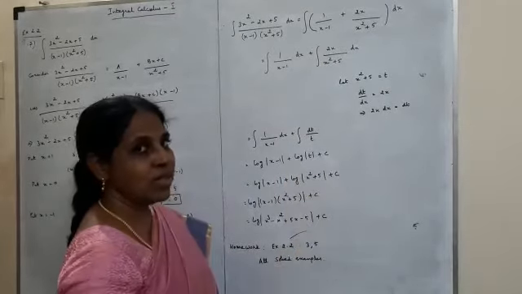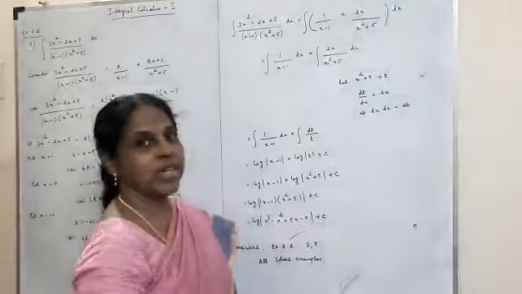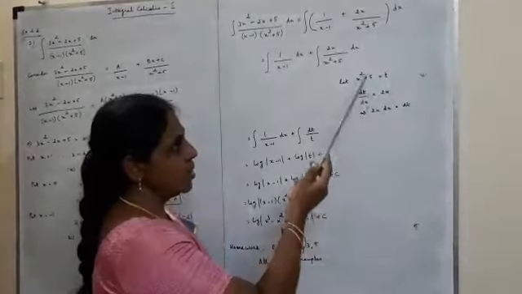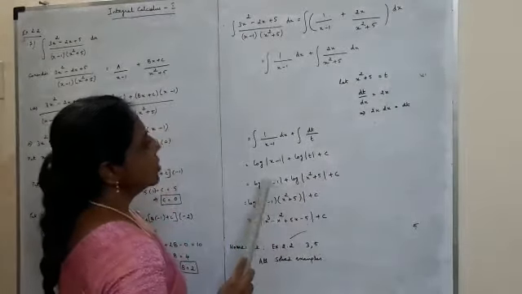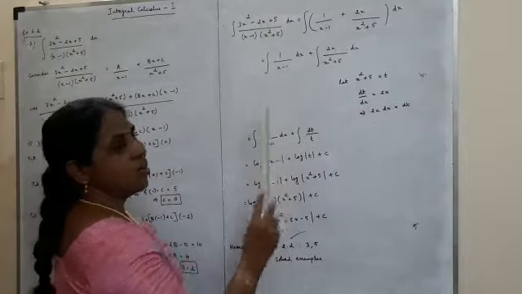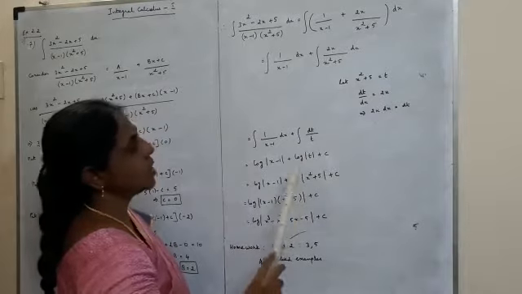If you are familiar with it, you can even directly write. Since this is the first problem where you are coming across this, you can understand it better if you do the substitution, so I have done the substitution also. Directly also you can write it is log mod x square plus 5. So the final answer is log mod x minus 1 plus log mod x square plus 5.